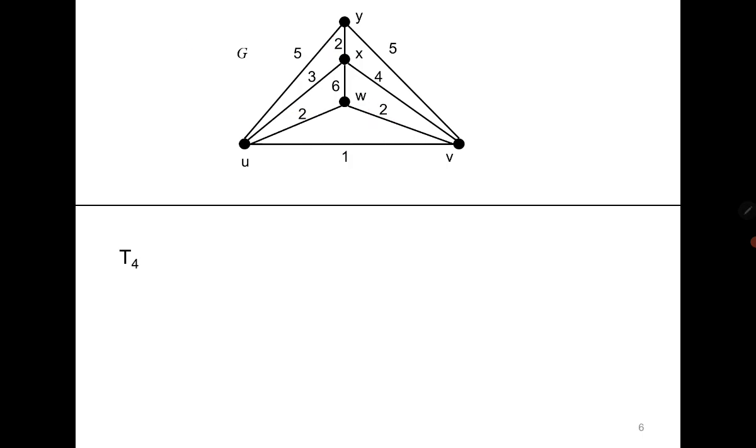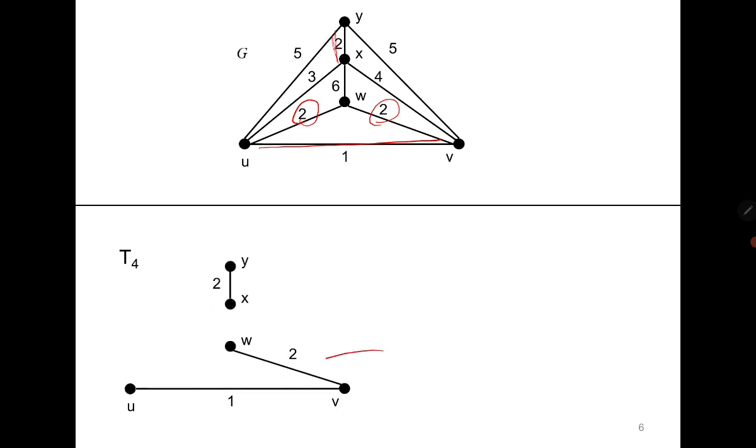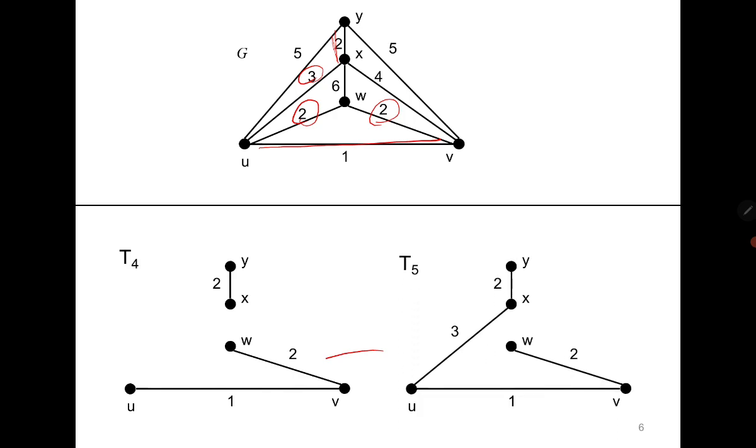Again, I have this structure. I picked this one and this one. So again, I pick one more edge having the minimum weight. There are 2 choices. I pick any one of them. Now I cannot pick U to W because it forms a cycle. So instead of that, I move to the other minimum weight edge, which is 3. So I pick this one.